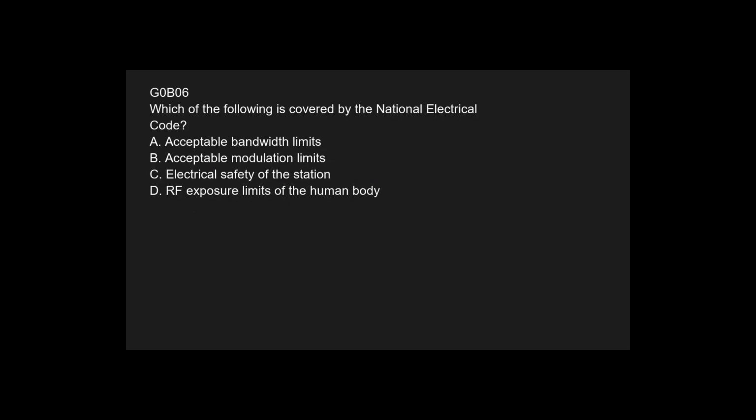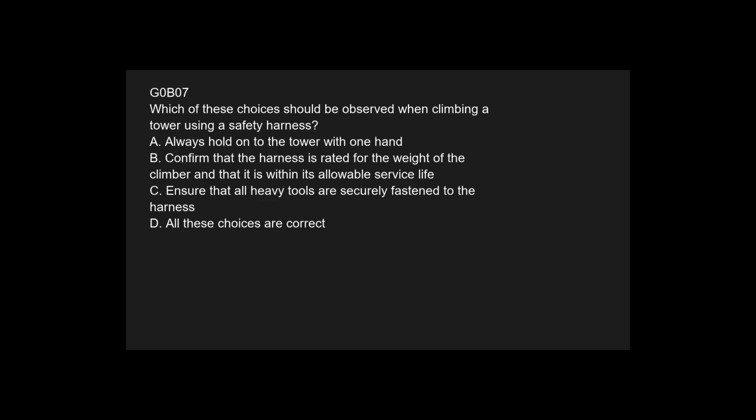Question: which of the following is covered by the National Electrical Code? The correct answer is C. Electrical safety of the station. Question: which of these choices should be observed when climbing a tower using a safety harness? The correct answer is B.